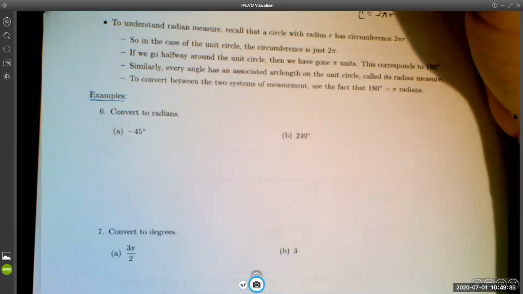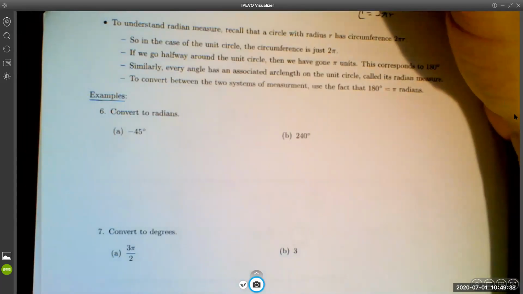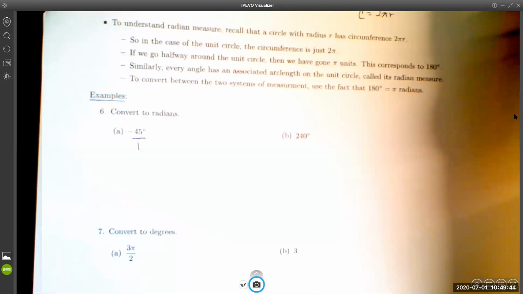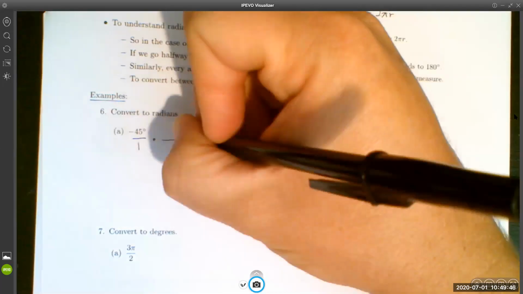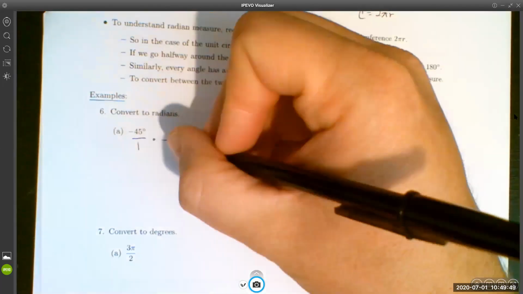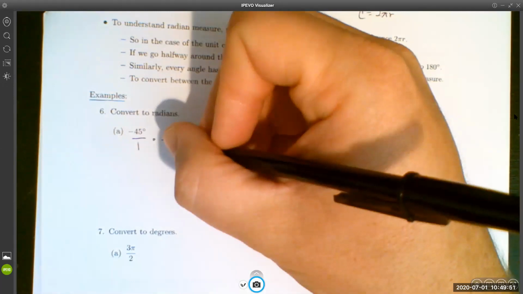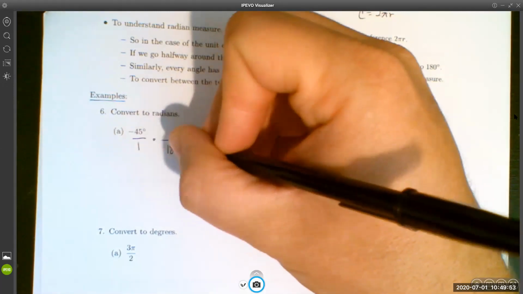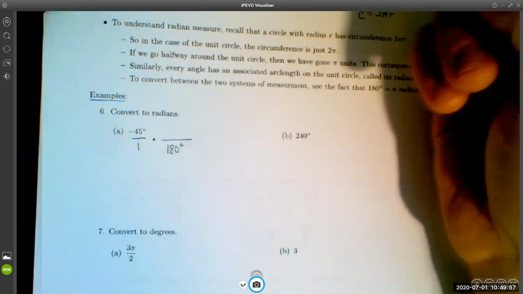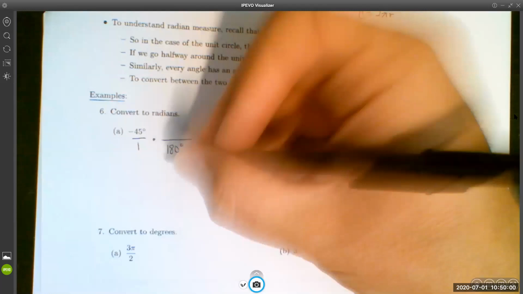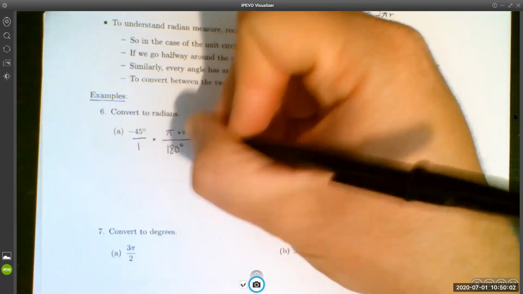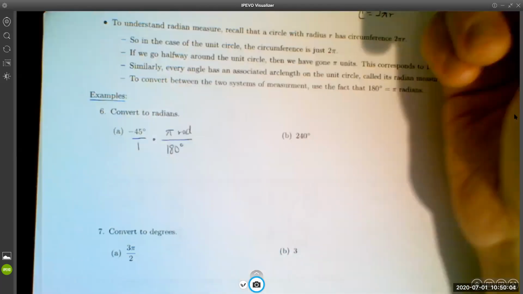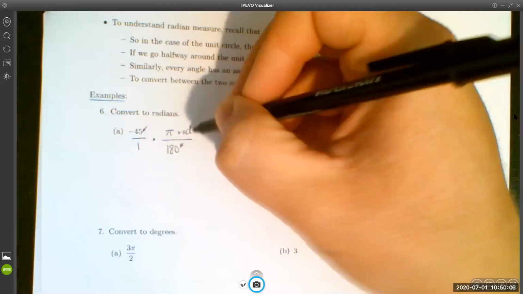I'm just going to do this the way that you would do this in like a physics or a chemistry class. I'm going to call this negative 45 over 1, and then I'm going to multiply by something in the denominator to clear the degrees, right? So in this case, I'm going to put my 180 degrees down here. I want to get rid of degrees, and I want to keep radians, so I'm going to put pi radians up here in the numerator. This way I'm canceling the degrees and keeping the radians, which is what I want to do.